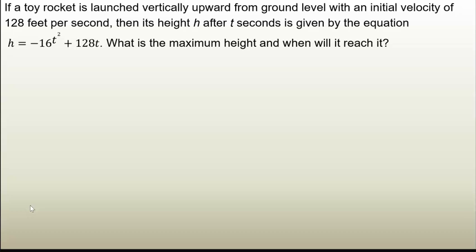We're launching a toy rocket vertically upward from the ground level with an initial velocity of 128 feet per second. Then its height h after t seconds is given by the equation h equals negative t squared plus 128t. What is the maximum height and when will it reach it?